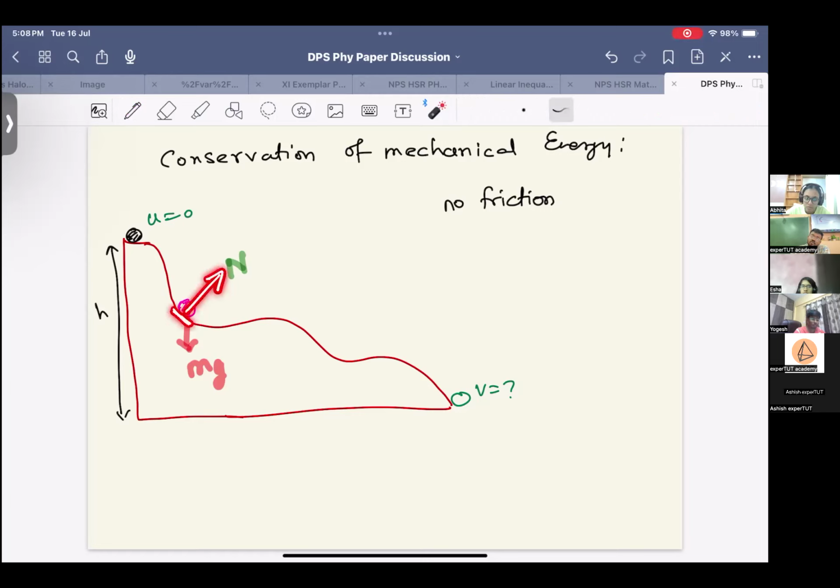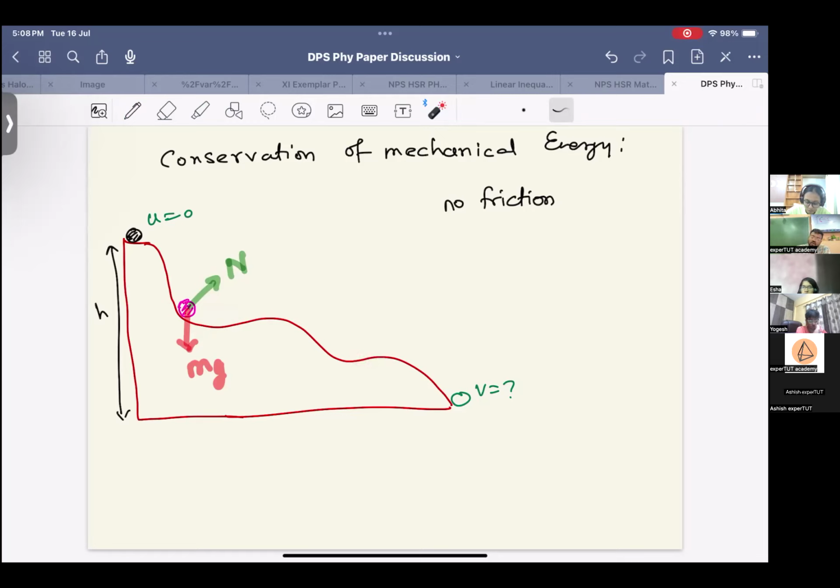And what is the property of N? N is perpendicular to the surface, so N is always perpendicular to the speed at that point, the displacement at that point of time. For example, if the ball is here, then the normal is acting like this, right? If the ball is here, the normal is acting like this. Understood? It is always perpendicular to the surface.